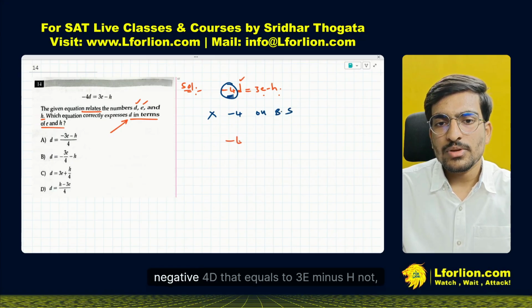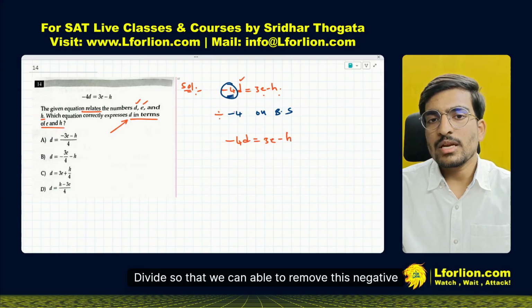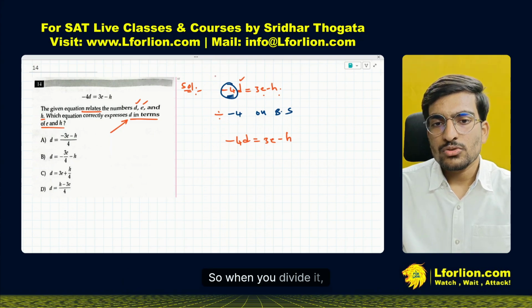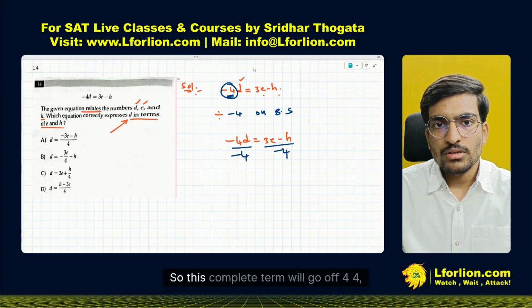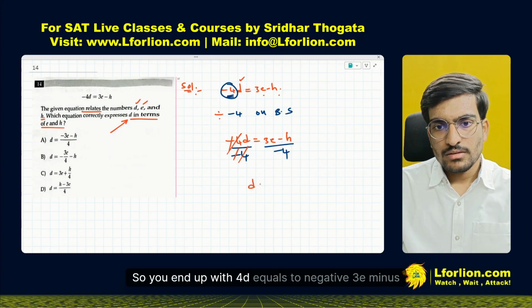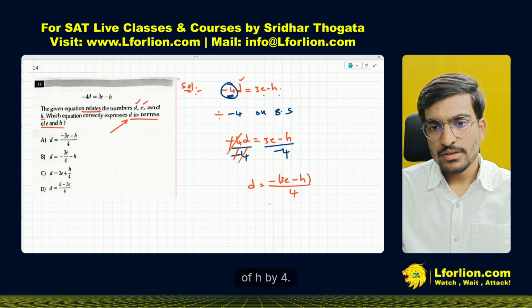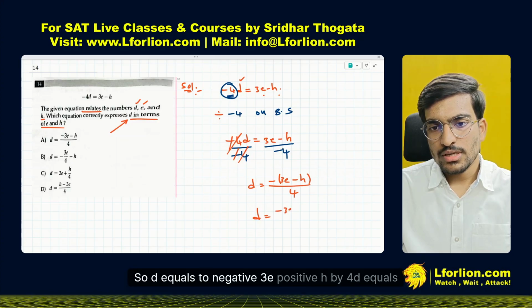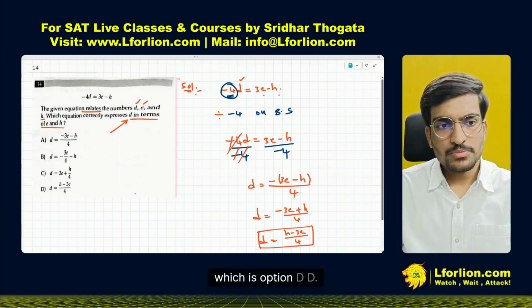For the same equation, negative 4d equals 3e minus h, not multiply, sorry, divide, so that we can remove this negative 4 on the LHS. So when you divide by negative 4, divide by negative 4, this complete term will go off, 4, 4, negative, negative. So you end up with d equals negative of (3e minus h) by 4. So d equals (negative 3e plus h) by 4. d equals (h minus 3e) by 4, which is option D.